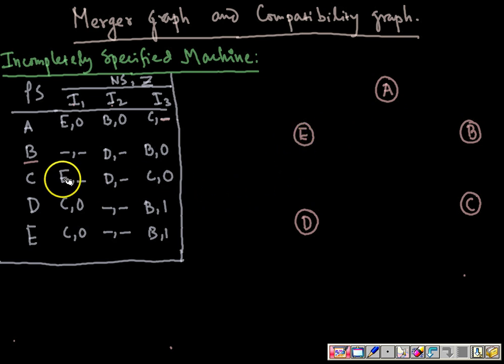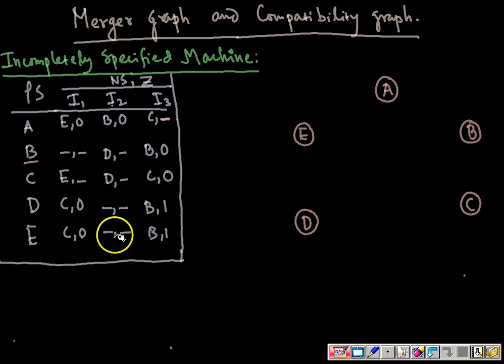Let us take one example. Say D and E. For D and E, for all the outputs, for input I1 you are having 0 output, it's 0 output. They are the same. For I2 input, it's unspecified, we can consider it as 0. Here it is also unspecified, so we can also consider it as 0. That means they could be considered the same.